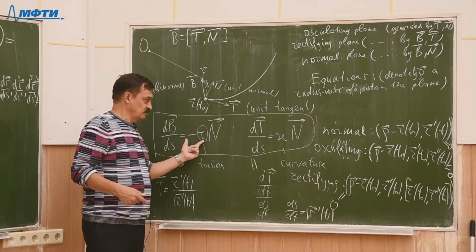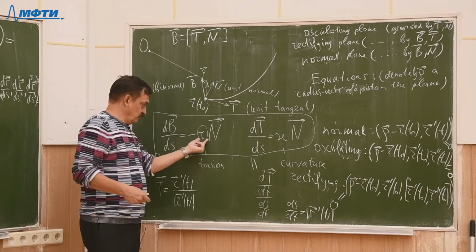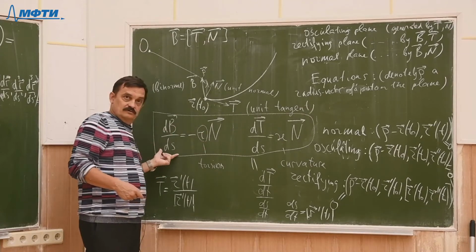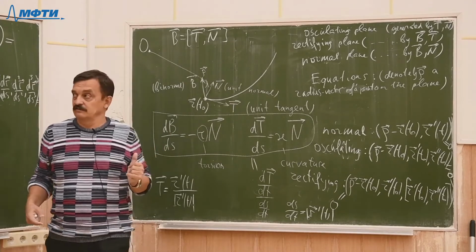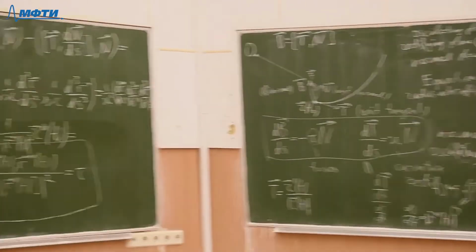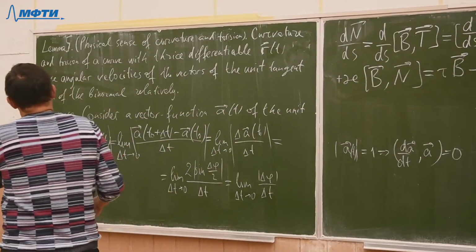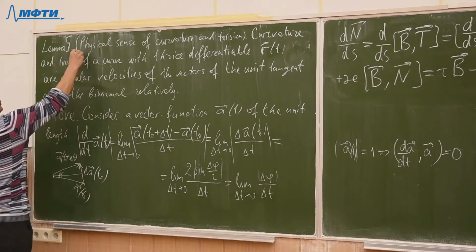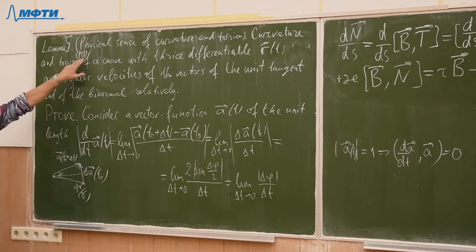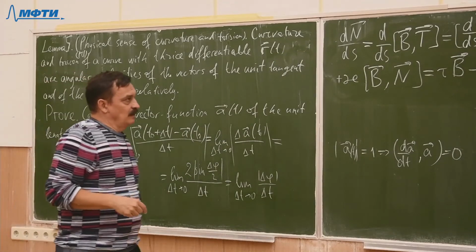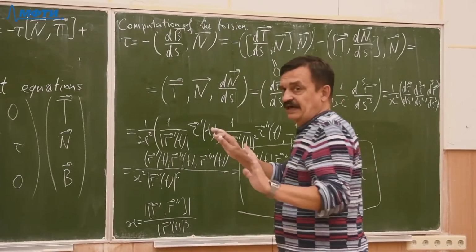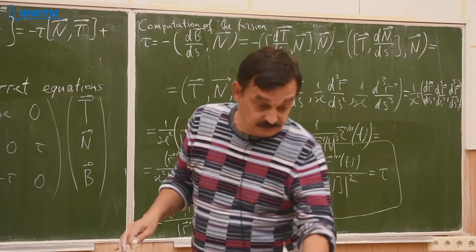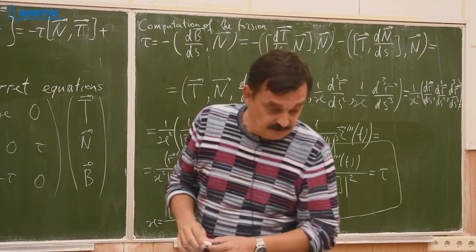Analogously here, the modulus of torsion is equal to the length of this derivative, right? Better to say the modulus of torsion, not the torsion itself, but the modulus of torsion. Okay, that's all I wanted to say about three-dimensional curves.